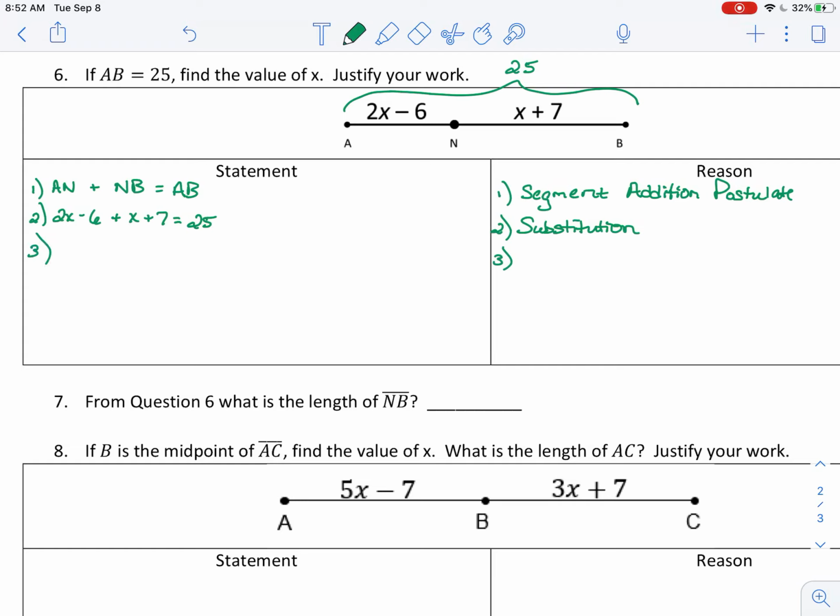This would be like what we did at the very beginning, I think it might have been the first guided notes I made you watch, where we had to just solve and say what we were doing. So I'm going to combine like terms, 2x and another x, negative 6 and a 7. Some teachers might have called this simplify. I usually refer to it as combine like terms, but they mean essentially the same thing. And then I'm going to just keep solving.